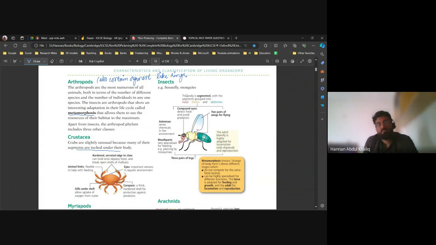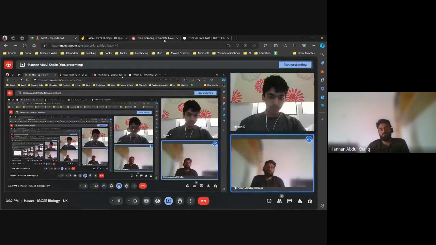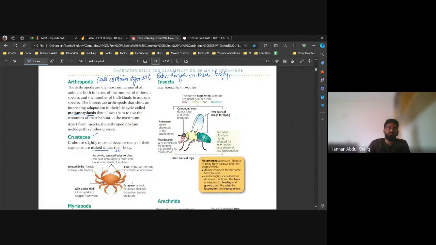They also have segment-like rings on their body, but most of their segments are tucked under their body. In crustaceans, the segments are not that much visible.